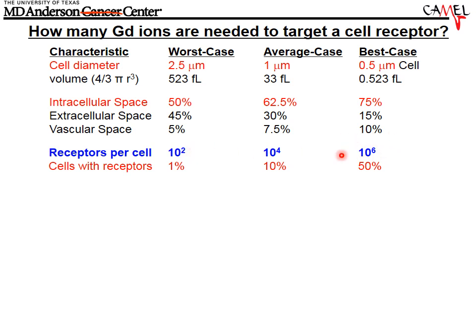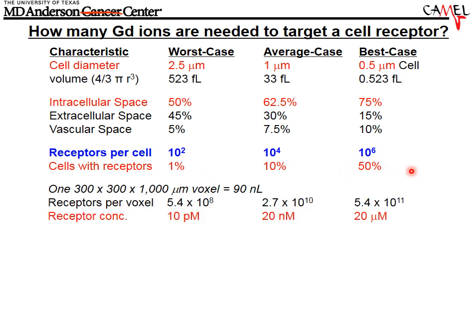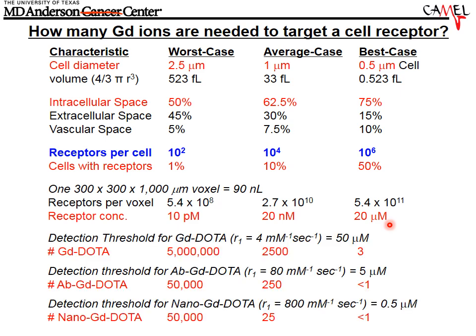And so in the best case scenario, you could have a lot of overexpression of those cell receptors. Number of cells that actually have the receptors is never 100% within the tissue, but let's look at a low worst case to best case example there. And then finally, the voxel, at least preclinically, in a small animal MRI scanner is typically 90 nanoliters, 300 by 300 by 1,000 micron. And you can then calculate, well, based upon the volume of a cell and all this other information, what's the receptor concentration within that voxel, that 90 nanoliter voxel? And so here are the three numbers, 10 picomolar to 20 micromolar. Again, showing that range of receptor concentrations that I showed earlier.